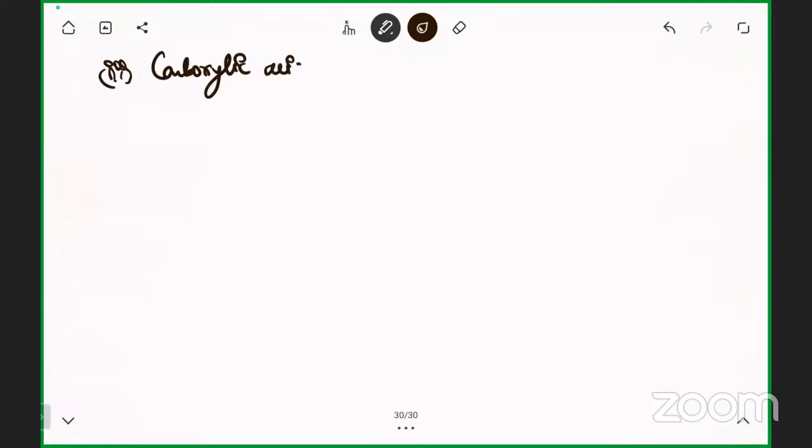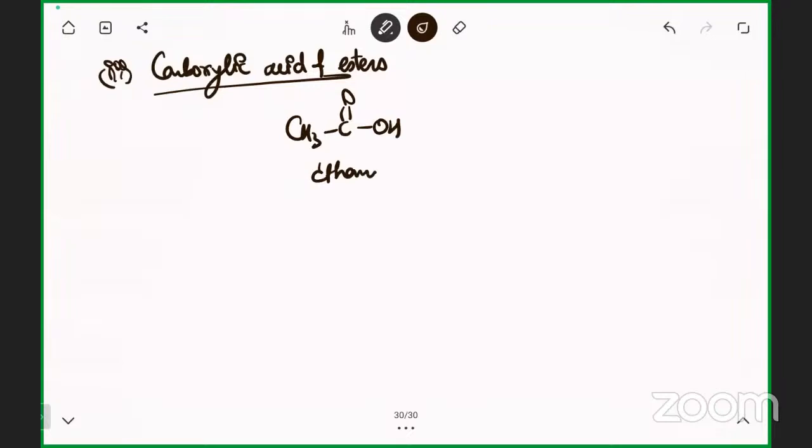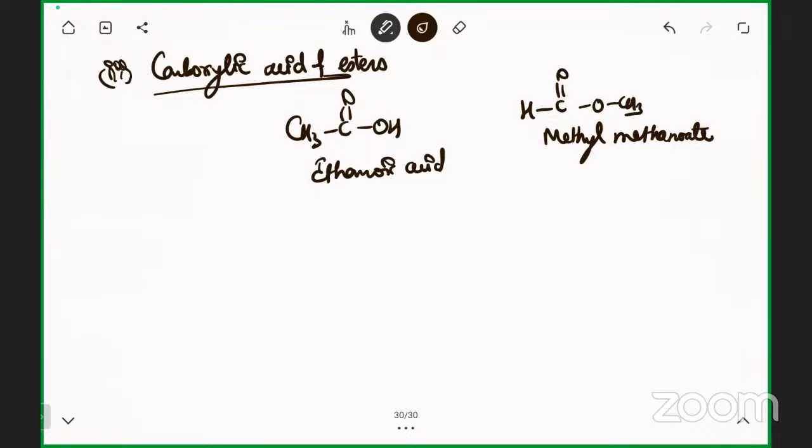Second, third type we can take carboxylic acid and esters. For example, CH3 C double bond O single bond OH. This is called ethanoic acid. If I make another compound, HC double bond O single bond OCH3, this is called methyl methanoate. This is an ester. So the molecular formula is the same, but the structure is different.